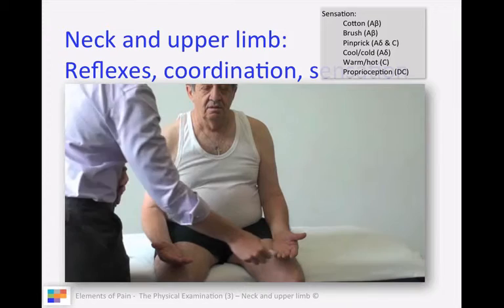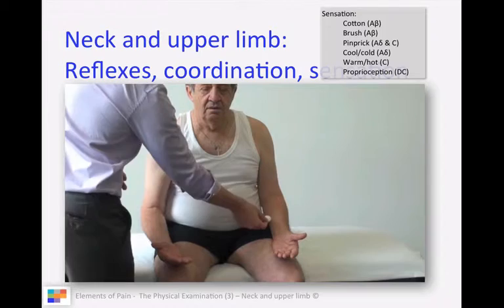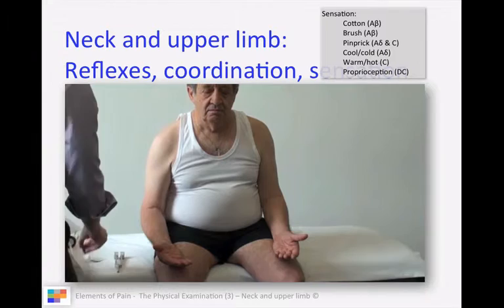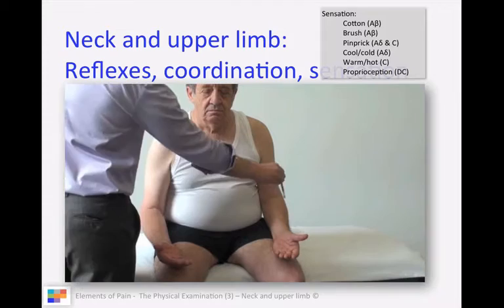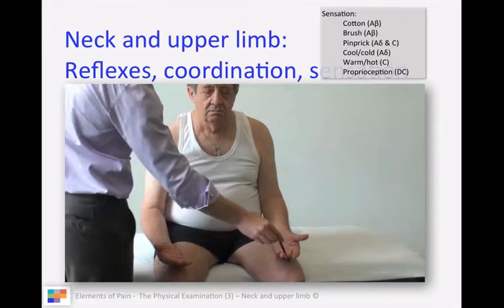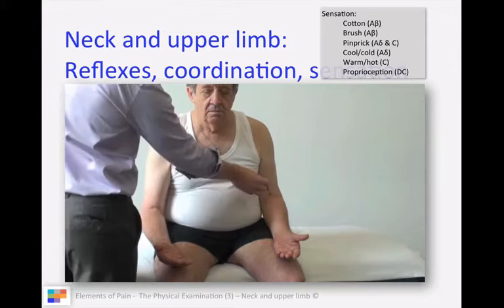So C4 clavicle, C5 deltoid area, upper outer, C6 outer lower arm, C7 is the big finger, and again doing both sides. C8 is the inner aspect of the hand, T1 inner aspect of the lower arm, and then T2 inner upper aspect of the arm. And you may want to test thoracic dermatomes as well, depending on your patient.